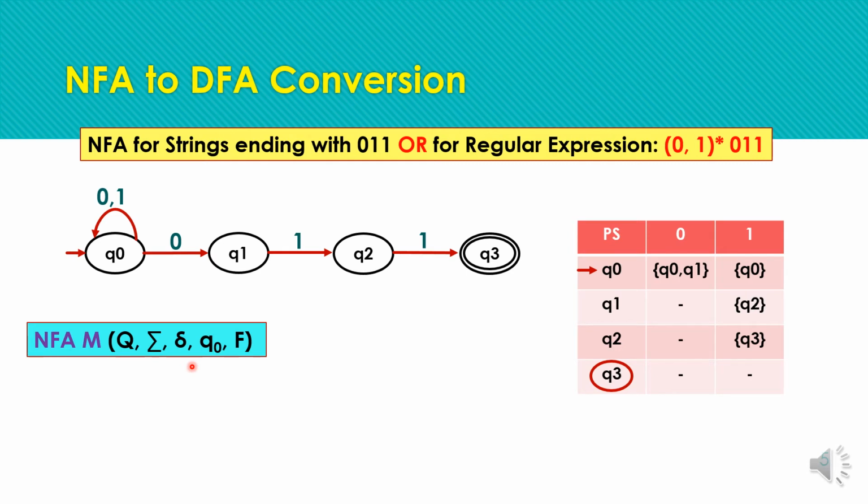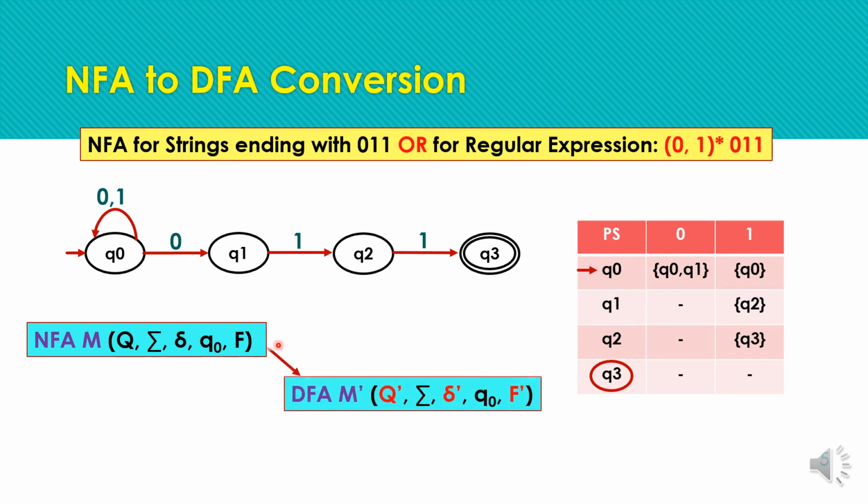So after that, for implementation of this, we have to convert it into the equivalent DFA, and we name the DFA as M dash. Regarding the tuples of the DFA, we will be discussing in the next slide.